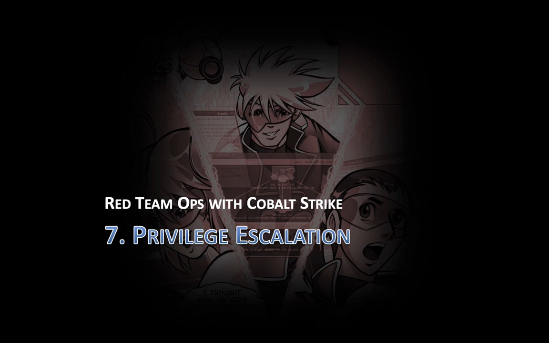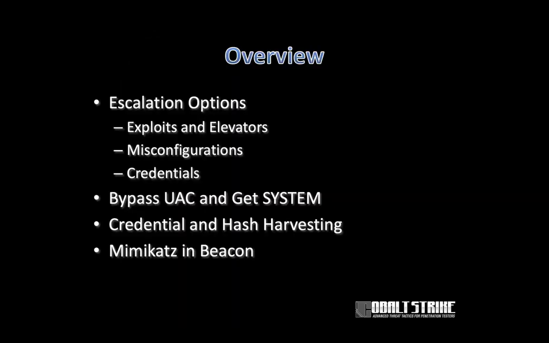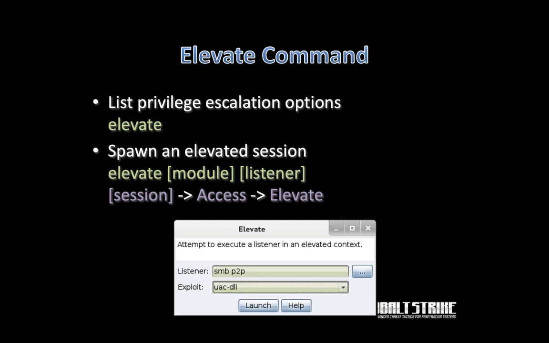Welcome to Part 7 of Red Team Operations with Cobalt Strike, Privilege Escalation. In this lecture, we're going to talk about different ways to elevate privileges within Beacon. We will talk about exploits and elevators, which is Beacon's elevate and runasadmin commands. We will talk about elevating with misconfigurations and credentials. We will also go into two situations called bypass UAC and get system. We will talk about credential and hash harvesting, and we will talk about how to use Mimikatz in Beacon as well.